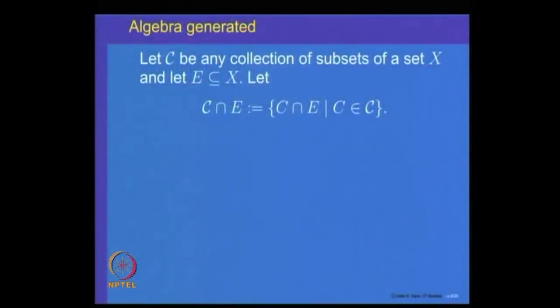Next, we go to the next level of collection of subsets, which is slightly stronger, and that is called the sigma algebra of subsets of X. But before that, let us look at another property, namely how do we generate more algebras or sigma algebras out of a given collection. So, let us take C any collection of subsets of a set X and let E be a fixed set in X. Let us write C intersection E for the collection of sets of the type C intersection E, C belonging to C. Note that C is a collection of sets and E is a set, so C intersection E is just a notation for all sets of the type C intersection E, and these are all subsets of X.